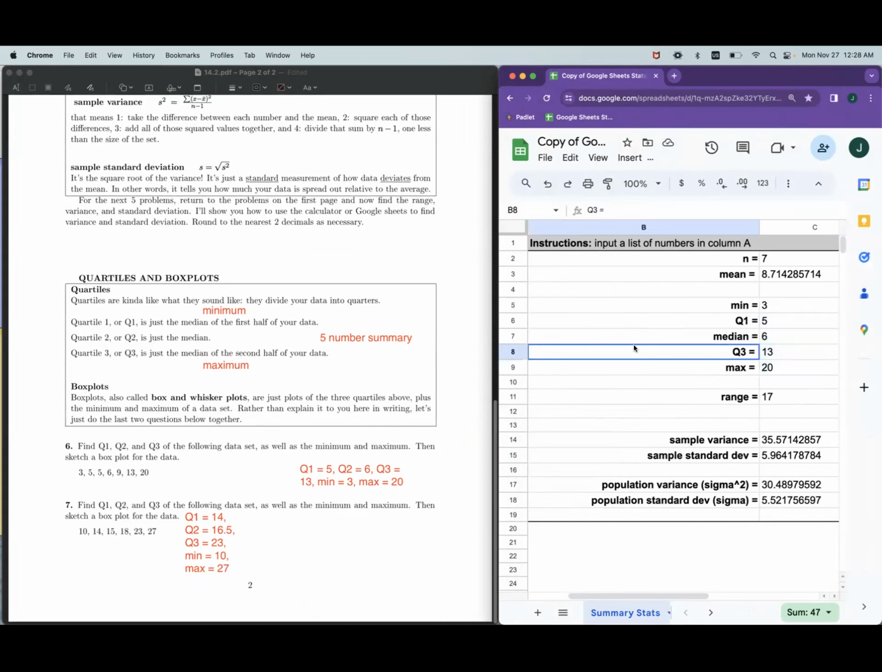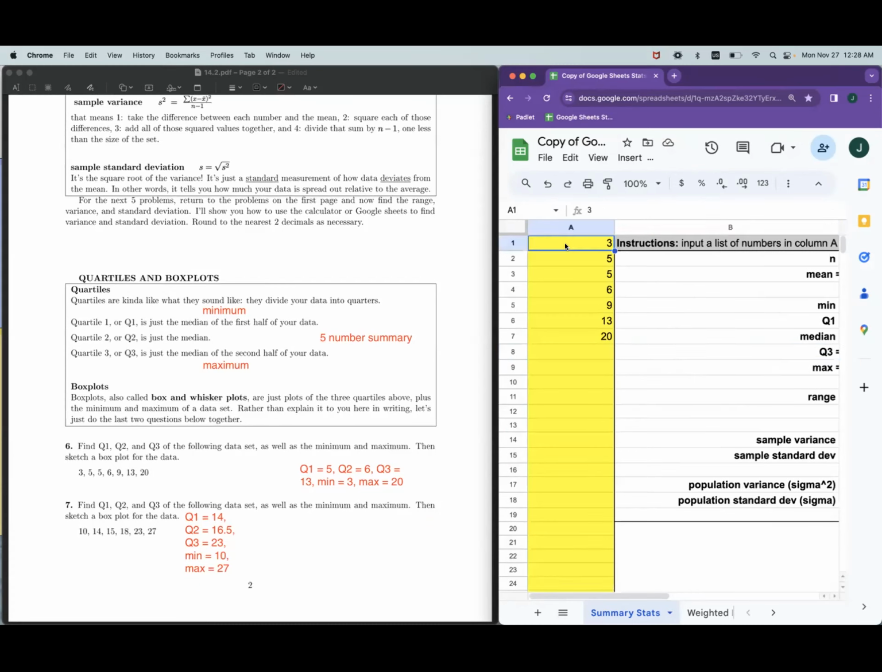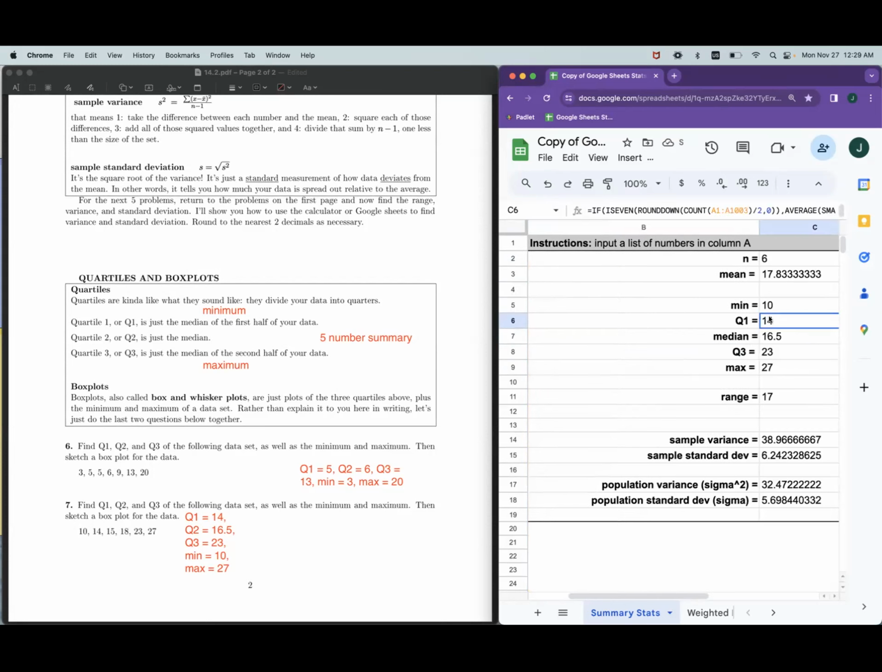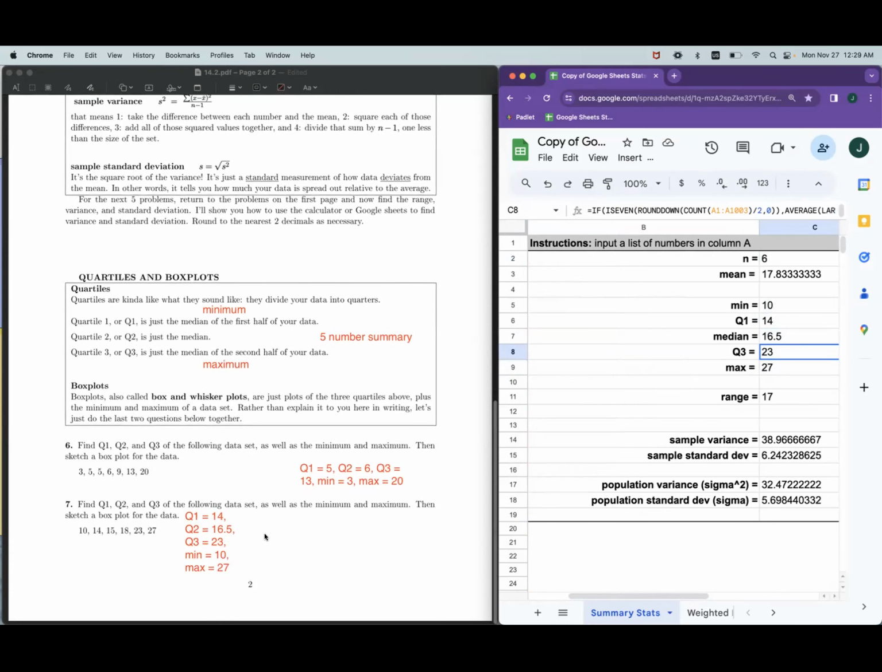And you can do the same thing for that last data set. So let me take those numbers in: 10, 14, 15, 18, 23, 27. Okay, and then you got quartile 1 is 14, median is 16.5, quartile 3 is 23. And you get the minimum and maximum as well. So that's the 5-number summary right there. 3 quartiles plus the min and max. And I just copied it down here.